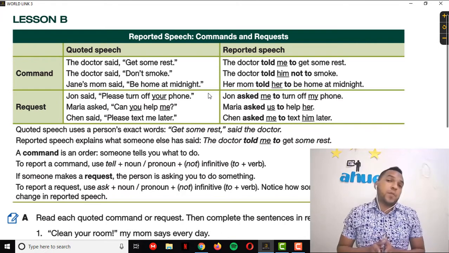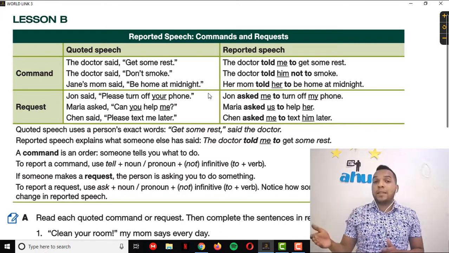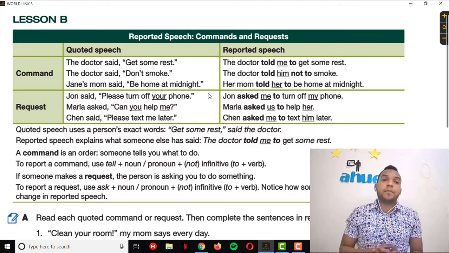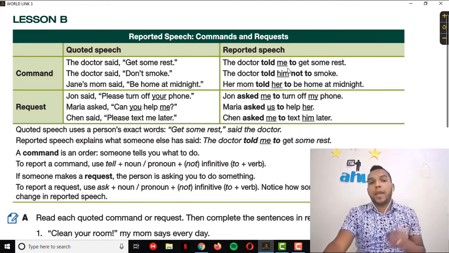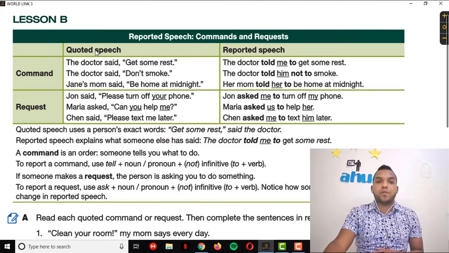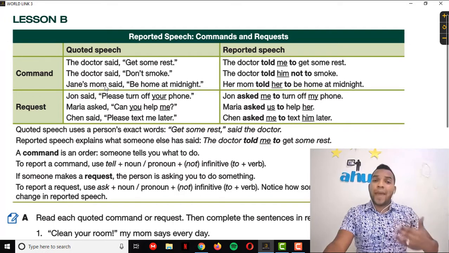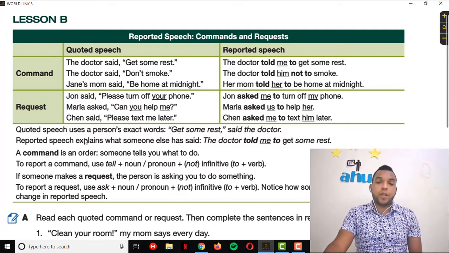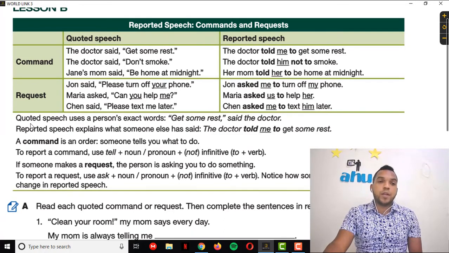So the reported speech is divided into commands and requests. So there is the quoted speech and the reported speech. With these two, the quoted speech as a command, as you can see, we're going to start from here. Pay attention to this one. The quoted speech uses a person's exact words. For example, "Get some rest," said the doctor.